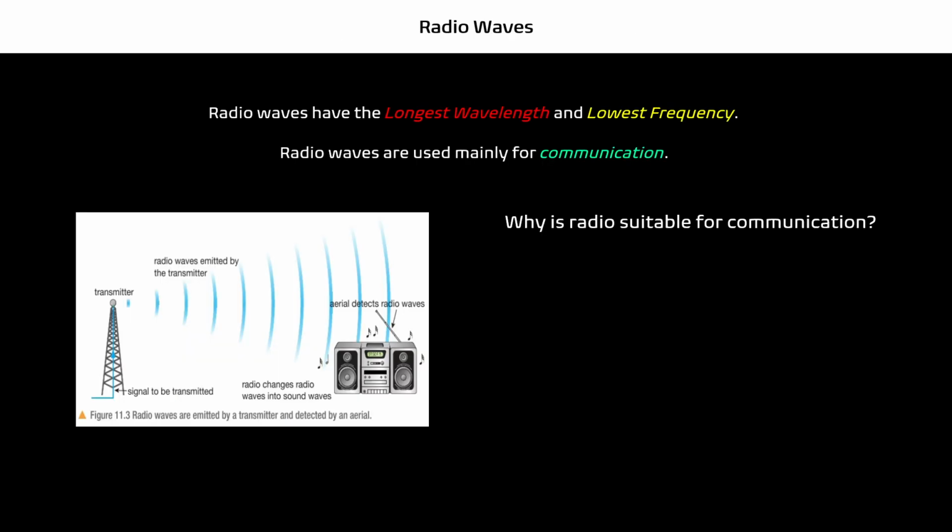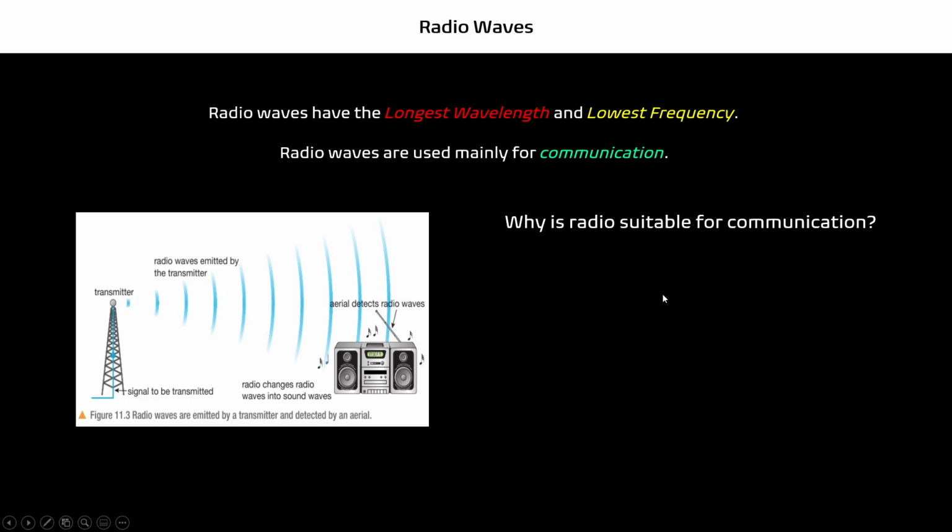Now, radio waves have the longest wavelength and the lowest frequency, as we see in the slide before. So radio waves are used mainly for communication. If we see here, this is a radio tower and we have a transmitter on top of it, which is going to transmit the radio waves, and we are going to receive these radio waves by the aerial or the antenna on our radio, and the radio will change the radio waves that we receive into sound waves so that we can hear it.